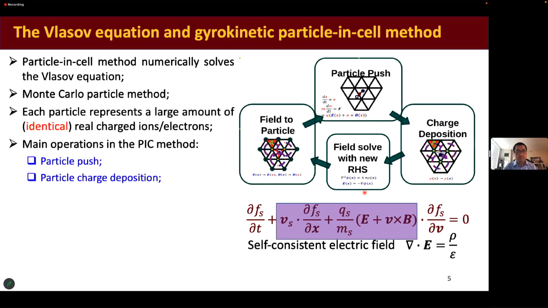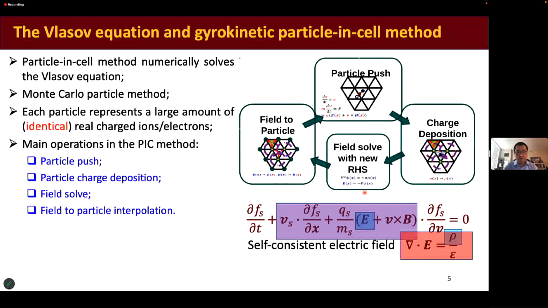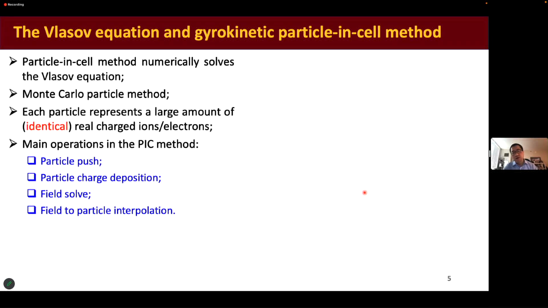And then you have the self-consistent electric field that determines the particle charge deposition. So basically, the particle charge is supplied into your self-consistent electric field, the Poisson equation, and then you do the field solve, basically solving this Poisson equation to get the electric field. And then from the electric field, you go back to the particles, the field-particle interpolation. So you interpolate the electric field back to the particle position and then repeat this process. So that's the overall PIC method.